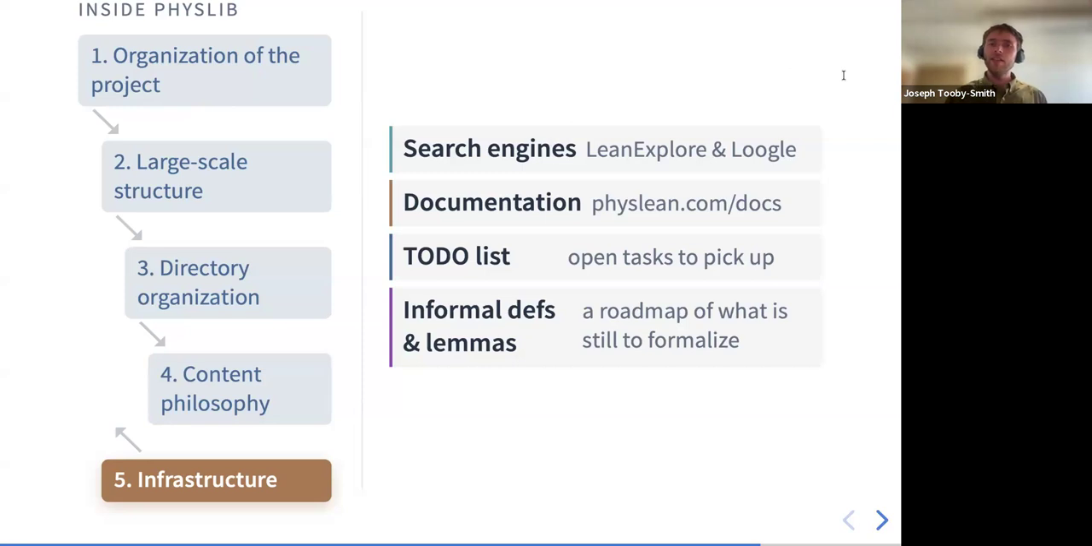We've got documentation, which gives a more friendly way to look at the project than looking at the code itself. We've got a to-do list. We've got things like informal results and lemmas. The to-do list is one of the ways that people can get involved in the project, either by writing to-dos in an area of their expertise, or by coming and filling the project out.